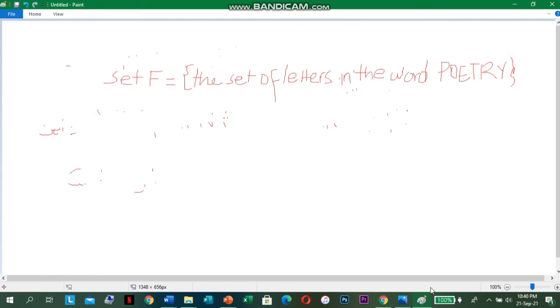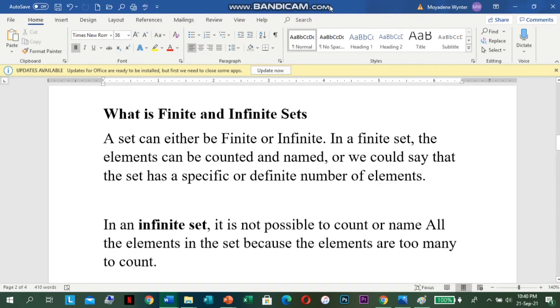Let us go back to the definition quickly. The definition says, in a finite set, the elements can be counted and named. Or we could say that the set has a specific or definite, clearly stated, number of elements.